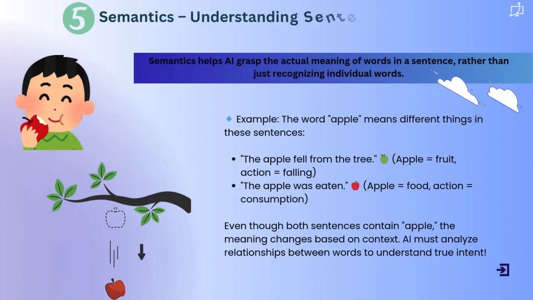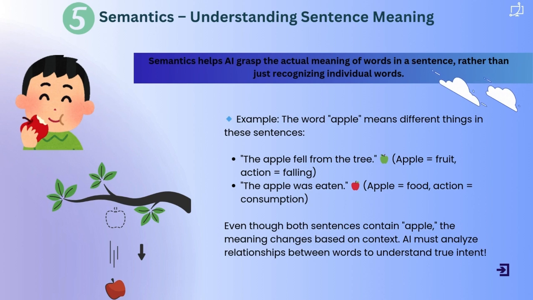Semantics: understanding sentence meaning. Semantics helps AI grasp the actual meaning of words in a sentence, rather than just recognizing individual words. Example: the word apple means different things in these sentences.